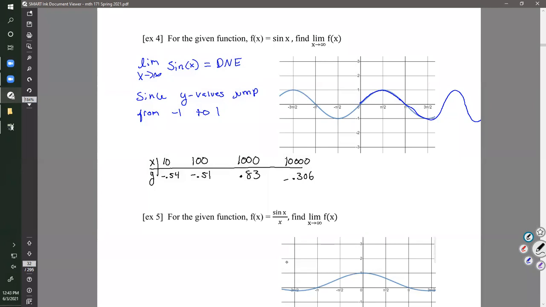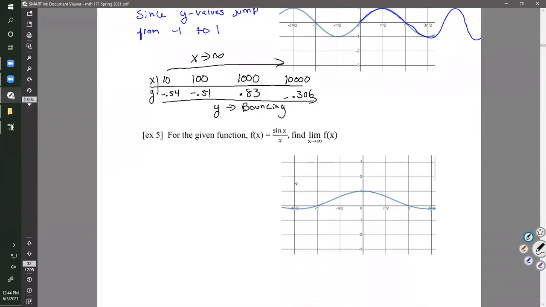So as our x values are going to infinity, our y values are bouncing. I'm just going to put bouncing there because there's no consistency to them. Okay, any questions about that one? All right.